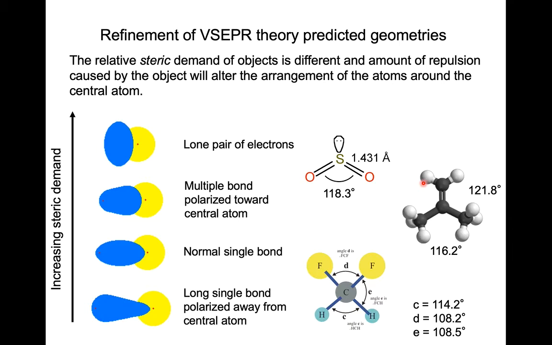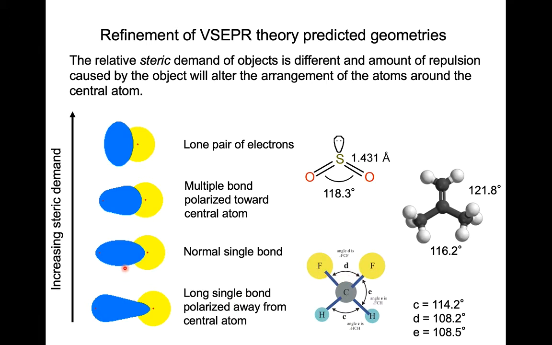So here's all of this given together. The relative steric demand of objects is different, and the amount of repulsion caused by the object will alter the arrangement of the atoms around the central atom. The smallest here is a long single bond polarized away from the central atom, something like phosphorus and fluorine. Because this is electronegative, a lot of the electron density gets pulled out to the fluorine. So if there's another one of these on the same central atom, like we have right here, then these fluorines are not as repulsive for one another. And so this angle is smaller than 109.5. It shrinks because the fluorines aren't as repulsive for one another as the hydrogens are.